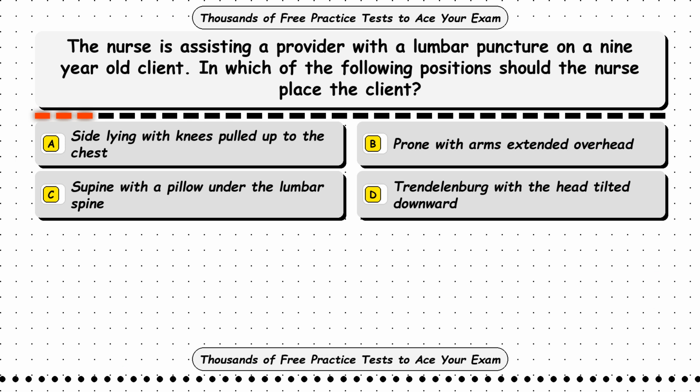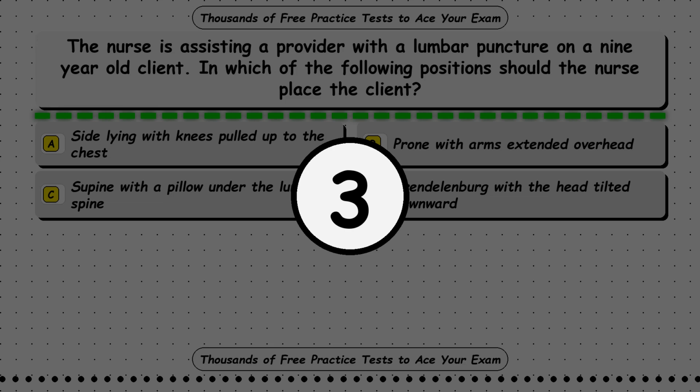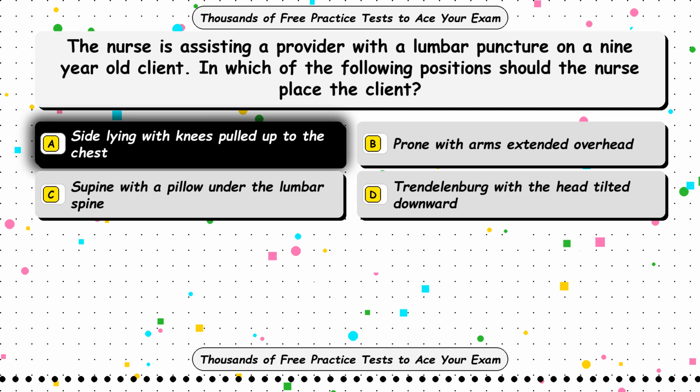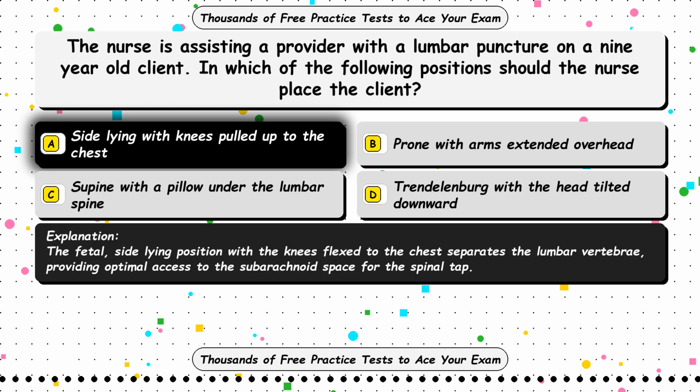Question 105. The nurse is assisting a provider with a lumbar puncture on a 9-year-old client. In which of the following positions should the nurse place the client? Option A, side lying with knees pulled up to the chest. Option B, prone with arms extended overhead. Option C, supine with a pillow under the lumbar spine. Option D, Trendelenburg with the head tilted downward. The correct answer is option A, side lying with knees pulled up to the chest. The fetal, side lying position with the knees flexed to the chest separates the lumbar vertebrae, providing optimal access to the subarachnoid space for the spinal tap.